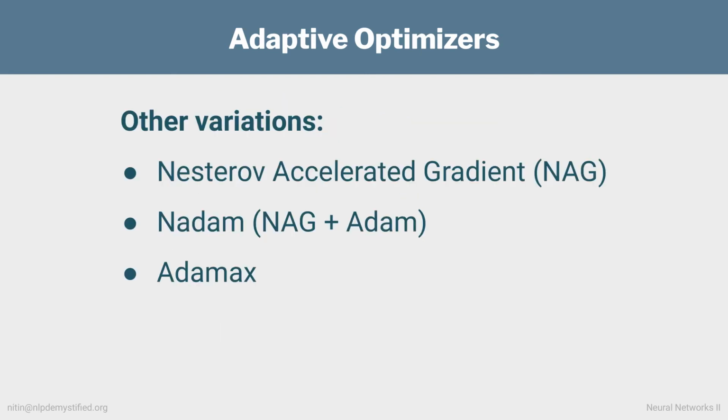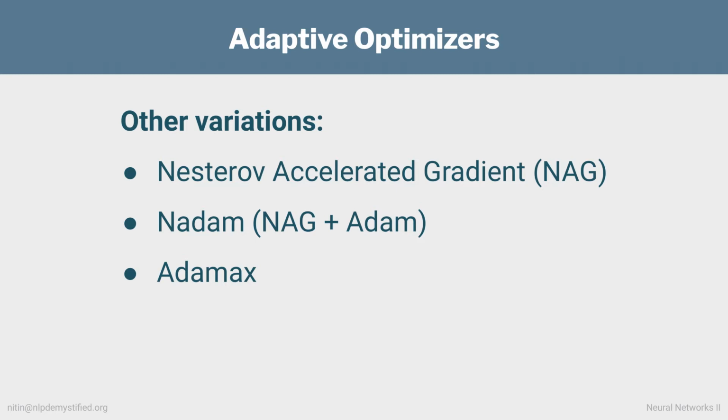And these aren't the only optimizers available. There are others, such as Nesterov accelerated gradient, which is a modification on the standard momentum technique. It measures the gradient slightly ahead in the direction of momentum rather than at the current position. NADAM is Nesterov combined with ADAM, and there's ADAMAX, which modifies the scaling factor in ADAM.